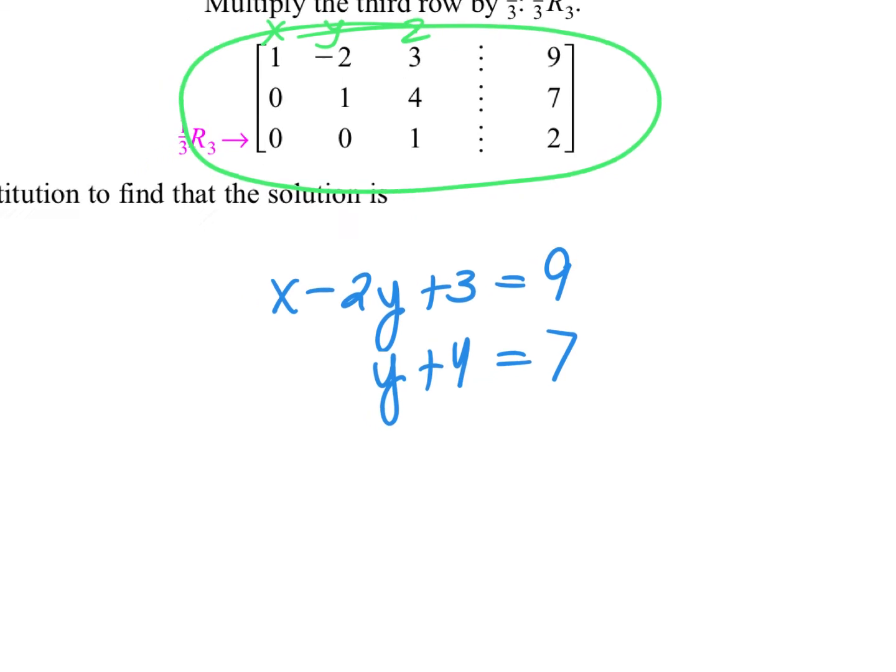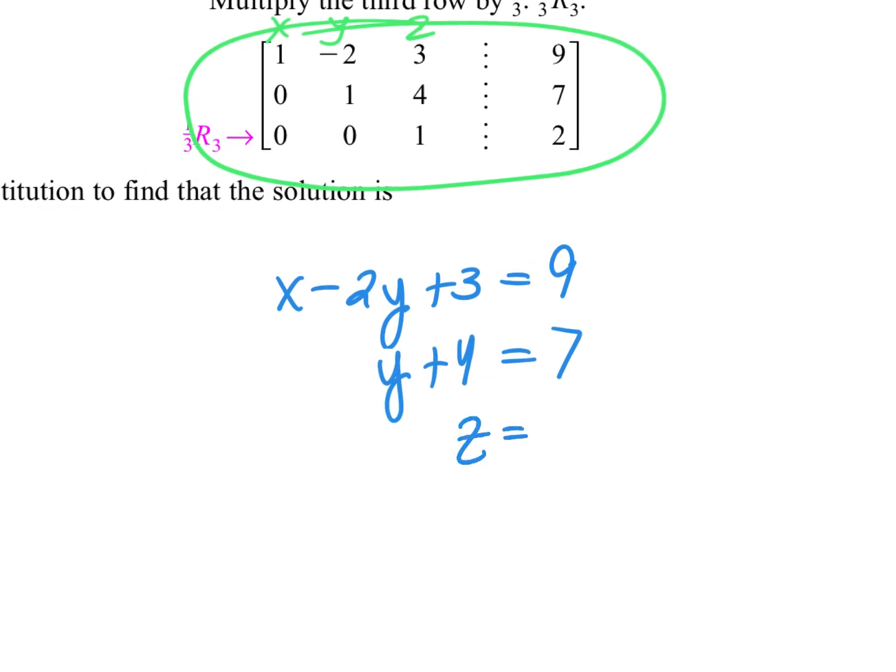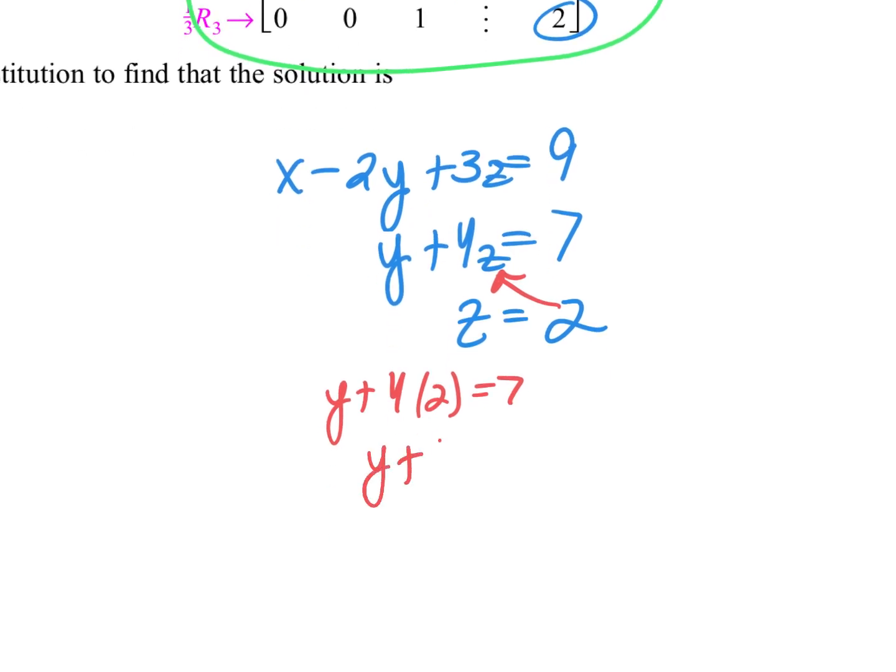And then z equals what? 2. What does z equal? Z equals 2, right? There's supposed to be a z next to the 3 and 4, right? Oh, I didn't write it. I'm sorry. Yeah. And then now, would you be able to find the ordered triple? What would you do with z equals 2? You plug it in right there. So you have y plus 4 times 2 equals 7. So y plus 8 equals 7. Subtract 8 from both sides. And y equals what? -1.